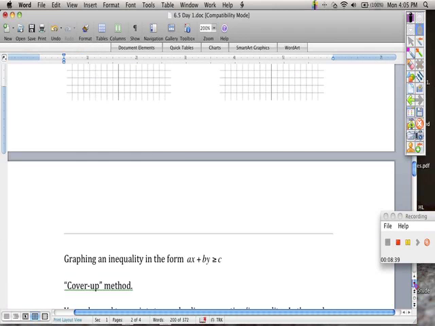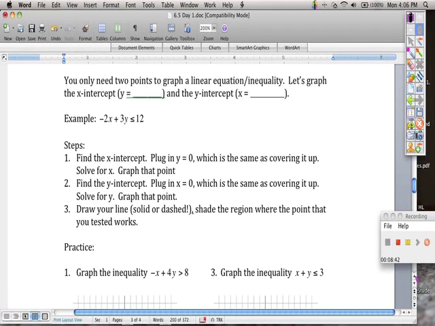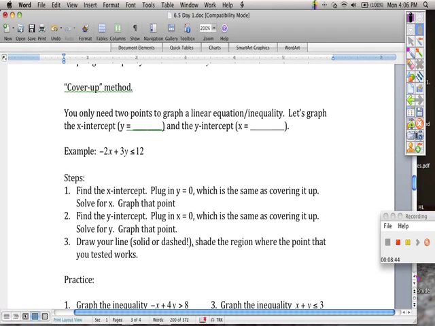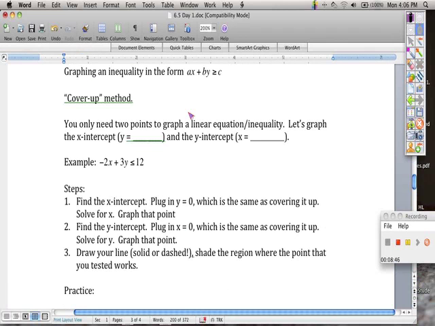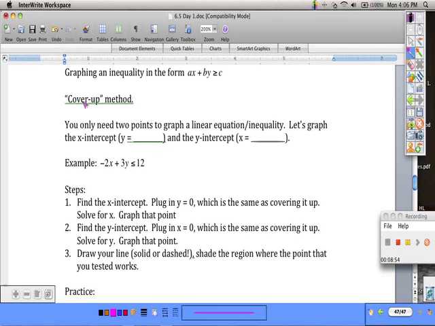Now there's another way to graph lines when they're in what's called standard form, ax plus by equals c, or with an inequality in there. We're going to find the x and y intercepts. It's sometimes referred to as the cover-up method. To find the x-intercept, if you think about a graph intersecting the x-axis, the y value there is always equal to 0. And for the y-intercept, the x value is always equal to 0. You can look at the graphs that we just made to see that.